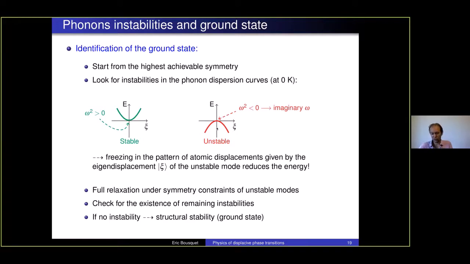However, if you still find an imaginary frequency, it means okay, you are not at the ground state. That means you take again the eigenvector of this new imaginary frequency, you condense it, you relax again, and see what is the next energy minimum. And you do like that until you don't find any more unstable mode in your structure. Once you don't have any more unstable mode, you can suppose that you have reached at least a local stability. And ideally, if you explore sufficiently all the possibilities, you can suppose that you reach the ground state of the system.